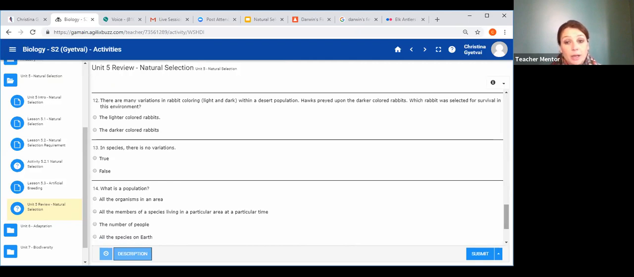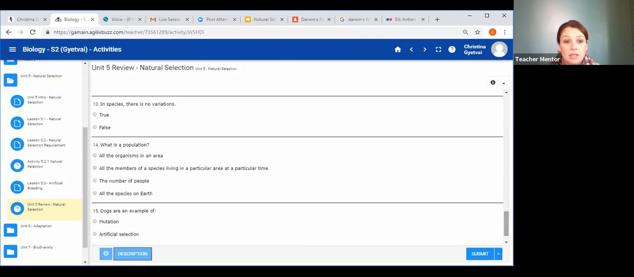Well, if the hawks prey on the darker colored rabbits, they're going to feast on the darker. That's going to leave the lighter colored rabbits camouflaging, being able to not be someone's dinner, and they are going to be selected for survival and able to reproduce. So in this particular situation, the rabbit that's selected for survival will be the lighter colored rabbits.